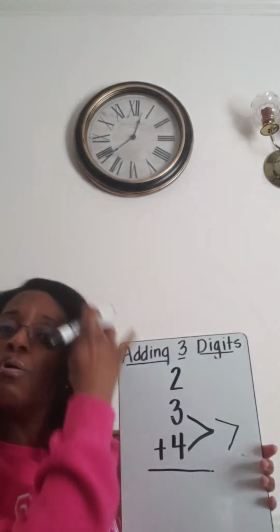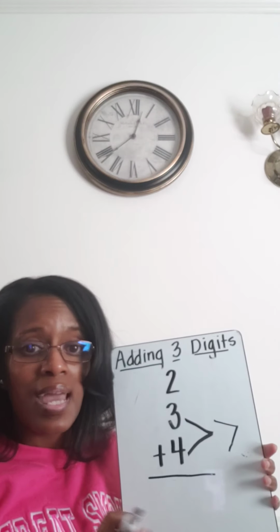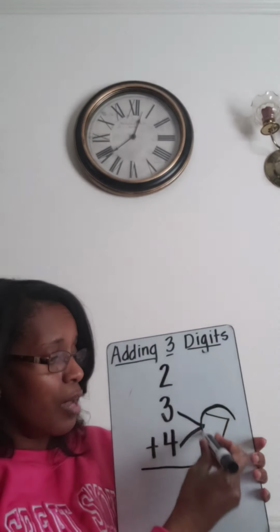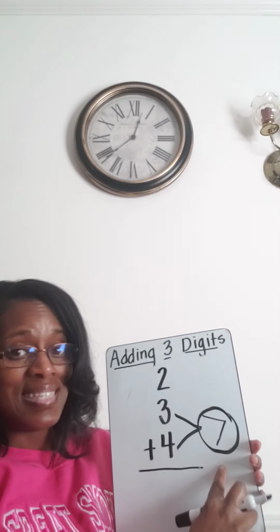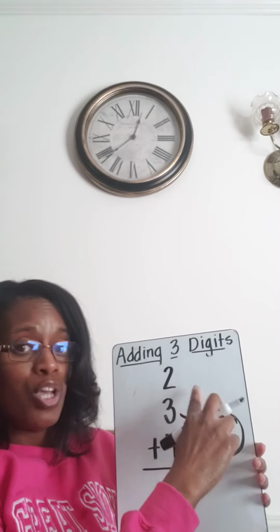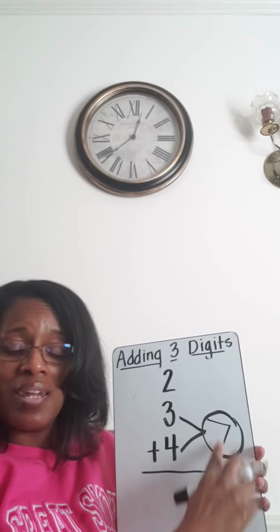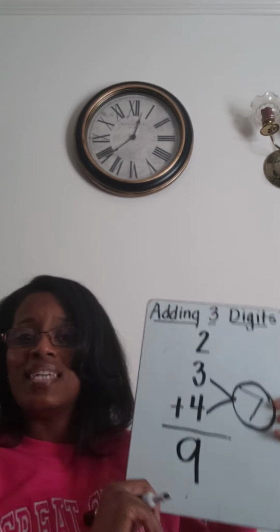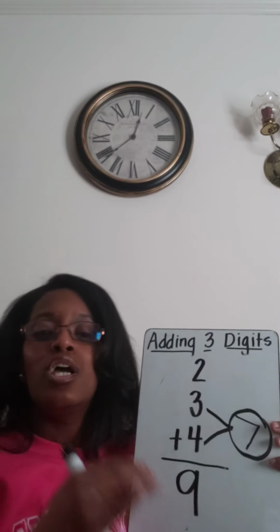But guess what, boys and girls? I'm not done because 3 and 4 gave me 7, but I need to now add 7 to 2. So now we're going to add 7 plus 2. Put 7 in your head. 7. Hold up 2 fingers. 7, 8, and 9. Did we get the same answer? Yeah. So there are different ways to add three digits together.